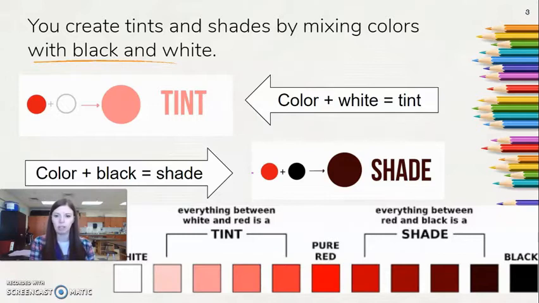Underneath that you can see there's a sliding scale with pure red in the center, and tints of red going all the way to white and shades of red going all the way to black. So when you're talking about how light or dark colors are, if it's a light color, it's a tint. If it's a dark color, it's a shade.